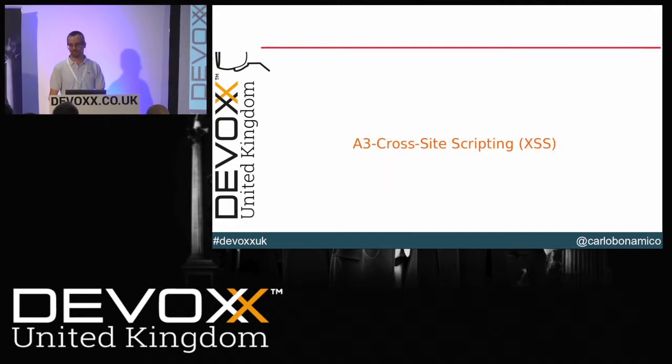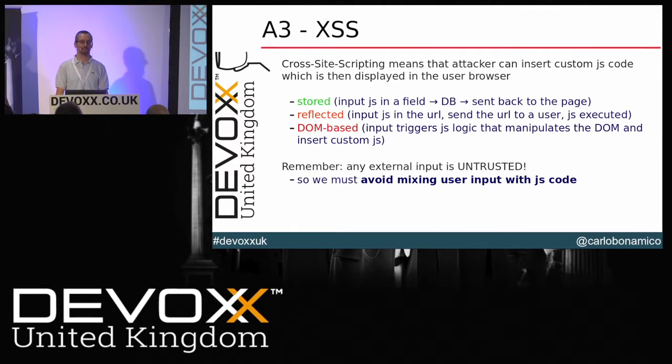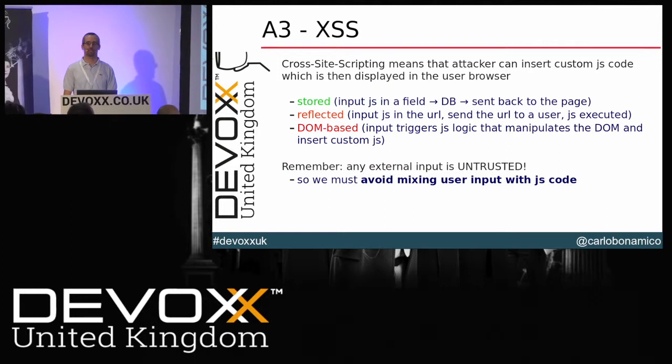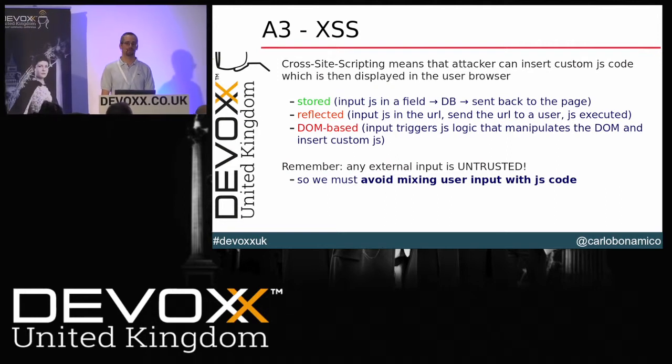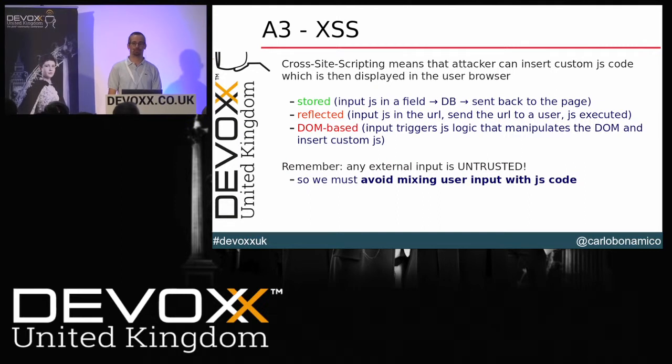We can start from cross-site scripting. Basically, cross-site scripting means that an attacker can send some input to your application through the URL, a field, some web service or database. This input contains some JavaScript code, which is displayed in the page of the user, mixed with the real application code. So it's basically a code injection attack. There are several ways of doing this: stored, putting it into the DB; reflected, through the URL; or DOM-based, by changing the JavaScript logic that manipulates the DOM.